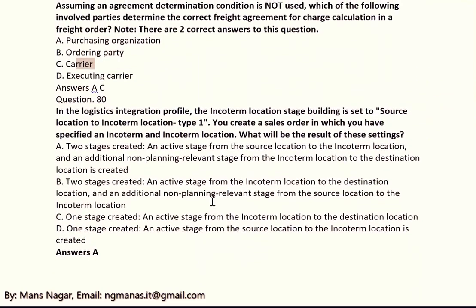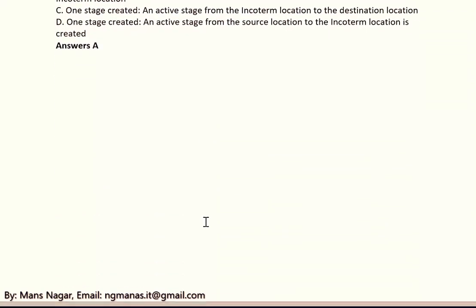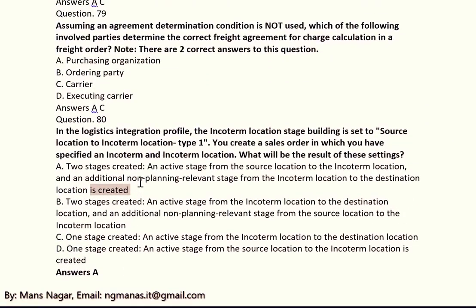In the logistics integration profile, the Incoterm location stage building is set to resource location to Incoterm location Part-1. You create the sales order in which you have specified an Incoterm and Incoterm location. What would be the result of these settings? A. Two stages are created: an active stage from the source location to the Incoterm location, and an additional non-planning-relevant stage from the Incoterm location to the destination location is created. So this is the first answer.